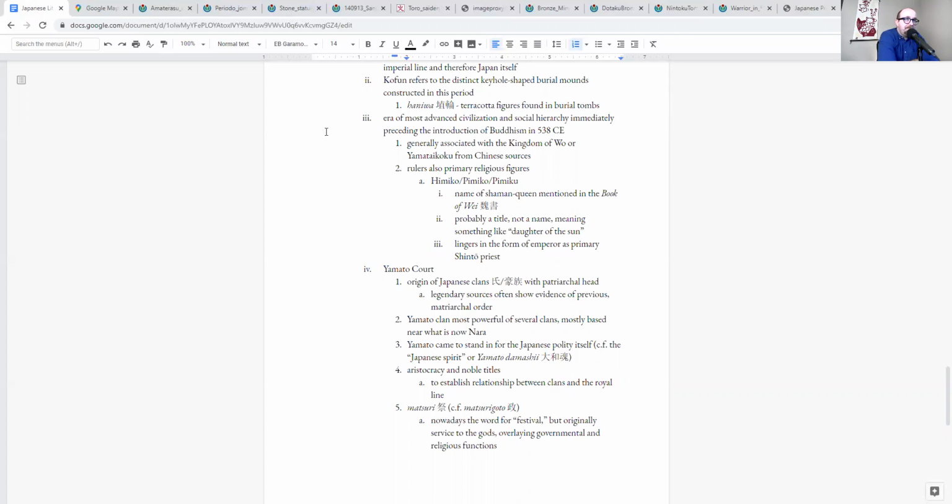As I talked about last time, this particular period is often thought of as the one that the Chinese sources have in mind in their discussion of the so-called Kingdom of Wu, or what is sometimes called in Japanese the Yamatai Koku. So we have this mythical figure, Himiko, and it's not even clear how this is supposed to be pronounced.